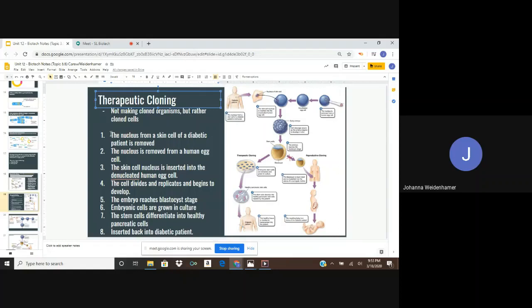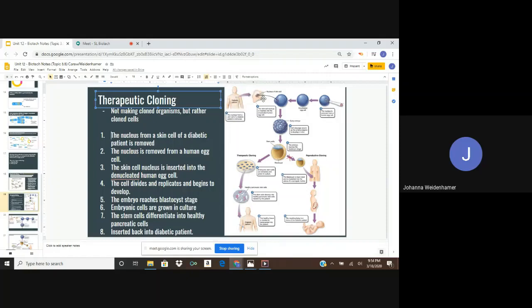Here's another process that we can go step by step, taking a look at the step and then taking a look at the image. So, step number 1. The nucleus from a skin cell of a diabetic patient is removed. So again, remember, we're cloning cells here, not organisms, for therapeutic cloning.